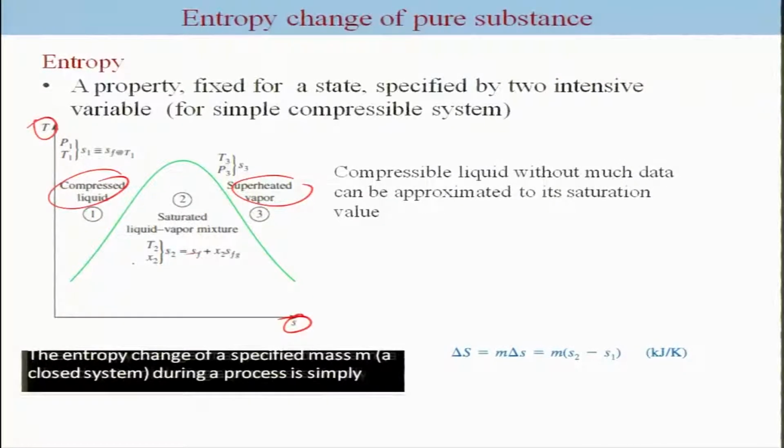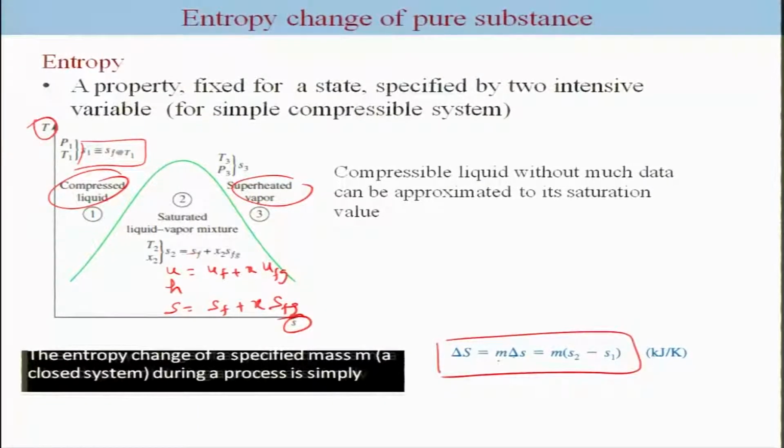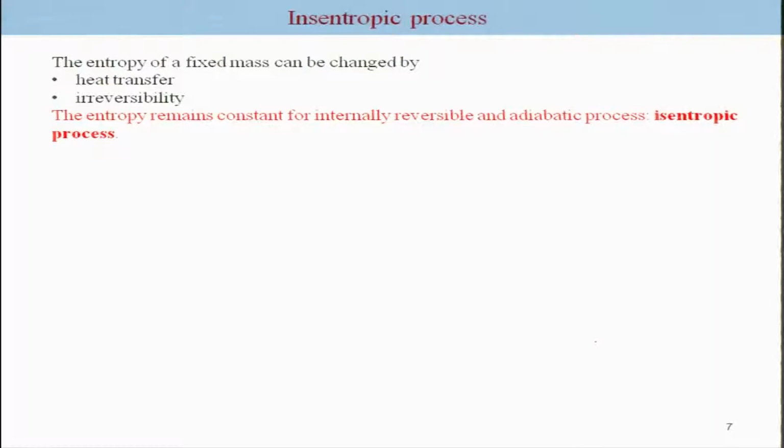And in a similar case, as you have done for U and for H, if the quality is given for any point in this region 2, you can find S by simply writing S as S_f plus x S_fg. And if you do not have information for the compressed liquid, we will make use of a similar approximation as done for enthalpy, that S is nothing but S of saturated fluid at T1 for a given state point. The entropy change of a specific mass m during a process is simply m multiplied by delta s. So, you can get this from the tables, similar to what you have done for delta u or delta h.